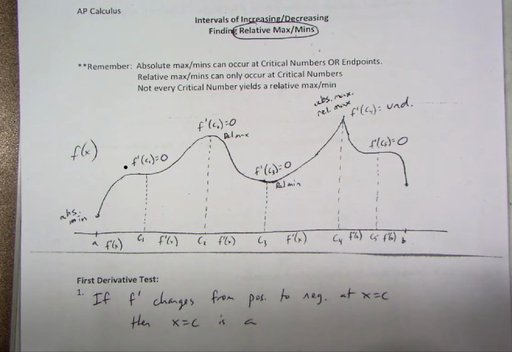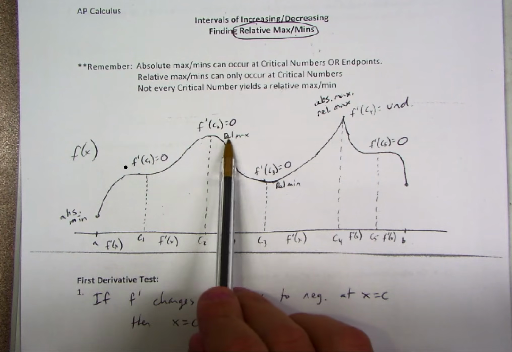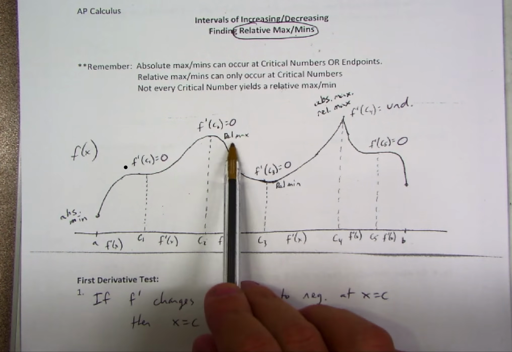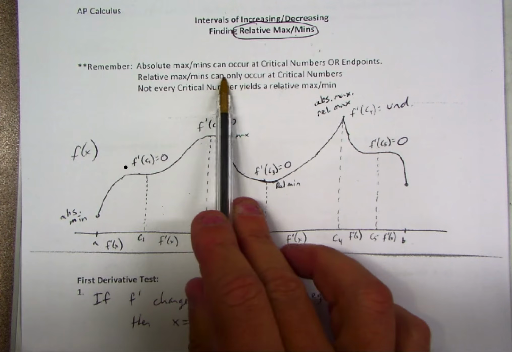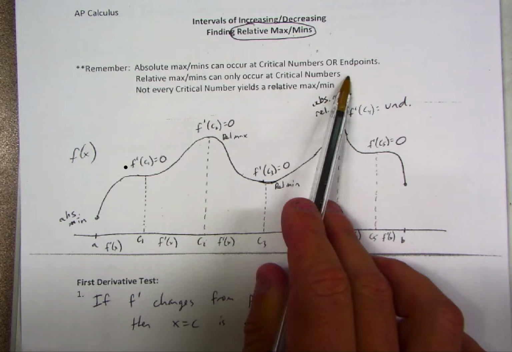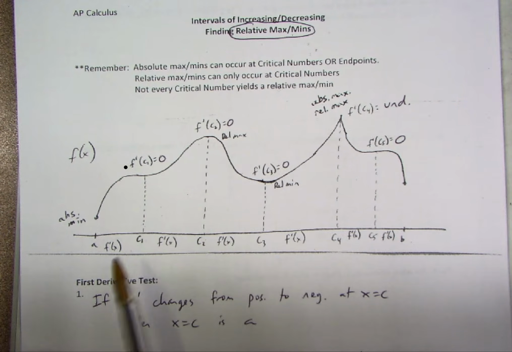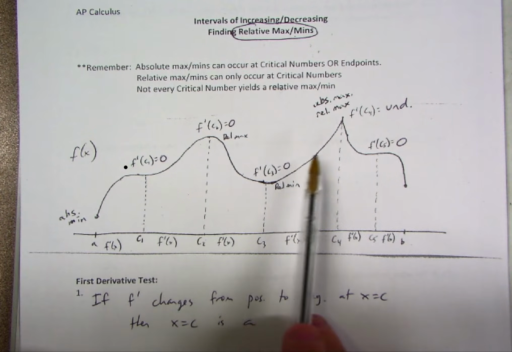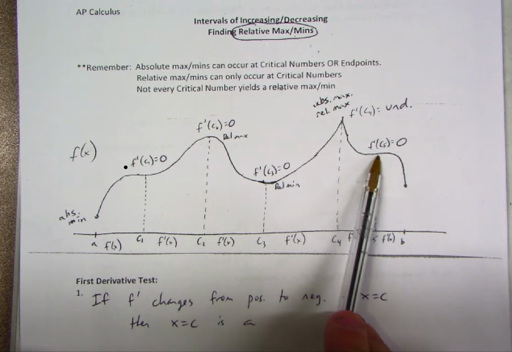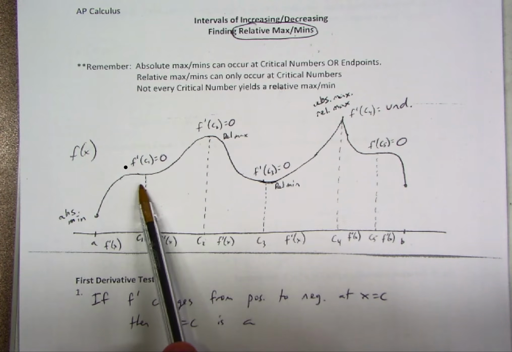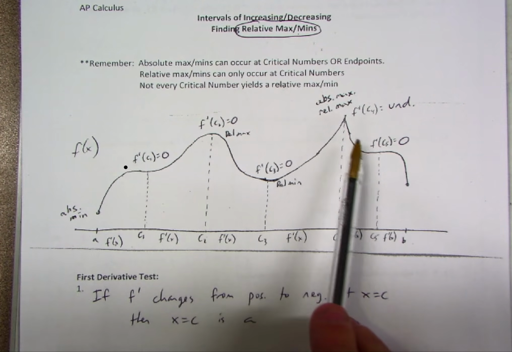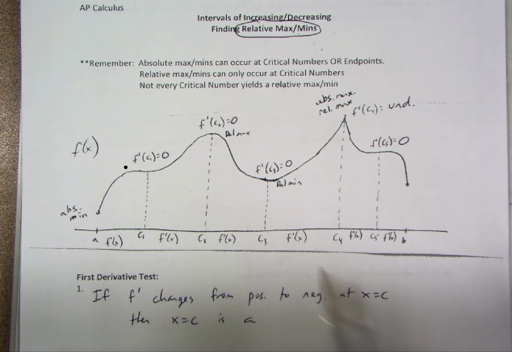Now what I want you to notice is this. The relative max and mins occur at these three places, and they have to happen at critical numbers. So relative max and mins only occur at critical numbers. But the other thing I want you to notice: here's a critical number, and here is a critical number. These are not relative max or mins. So just because they have to be at critical numbers doesn't mean every critical number will be a relative max or min. So what we're going to do today is start every problem by finding critical numbers, just like last time.